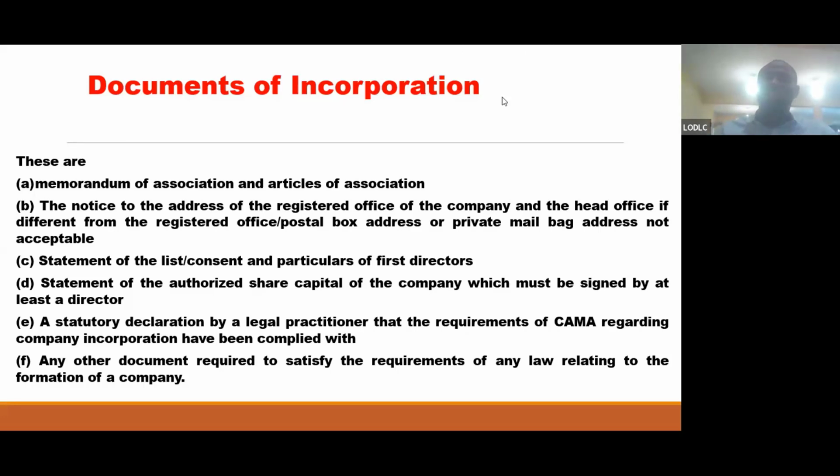Then a statutory declaration by a legal practitioner that the requirements of CAMA, that is Companies and Allied Matters Act, regarding company incorporation have been complied with. Then finally, any other document required to satisfy the requirement of any law relating to the formation of the company should also be provided. So these are the incorporation documents that we need to file with the Corporate Affairs Commission.